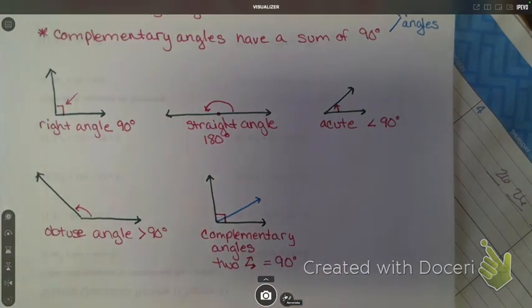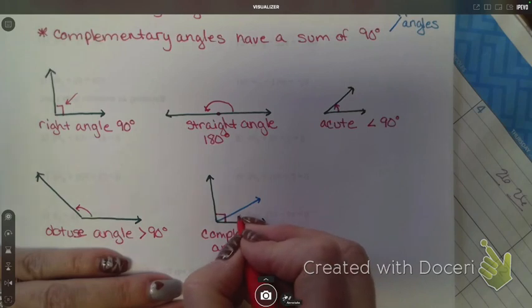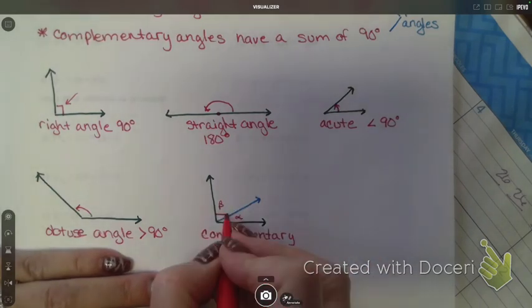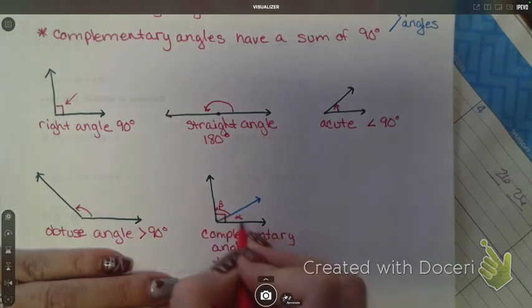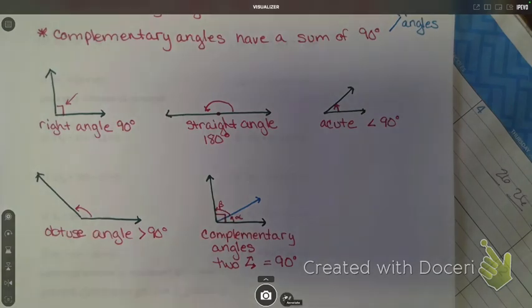Okay, so how would I draw supplementary? Oh, wait, just a second. Let me do something. We would name this one alpha and this one beta. Why can't we just use A's and B's? Because we don't. Greek has been around a lot longer than English.